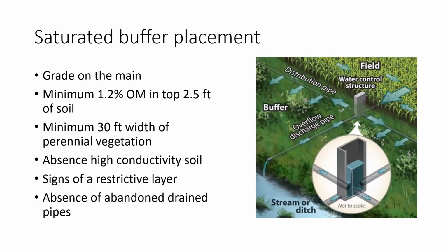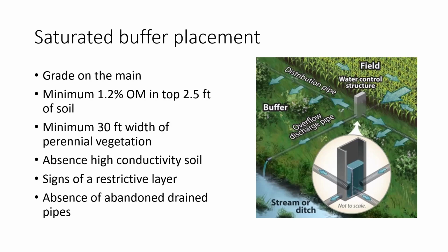We need soil carbon available to process the nitrogen. So we need a minimum of 1.2% organic material in the top 2.5 feet of soil to meet NRCS recommendation. They probably will be looking to see if we can get by with less, because that number was just kind of pulled out for the first saturated buffers that went in the ground. But now that the practice is a little bit more established, we'll be taking a look to see if we really need that high percentage of organic matter or not.